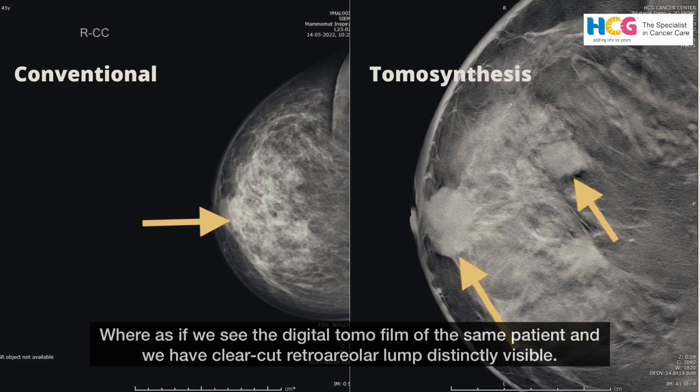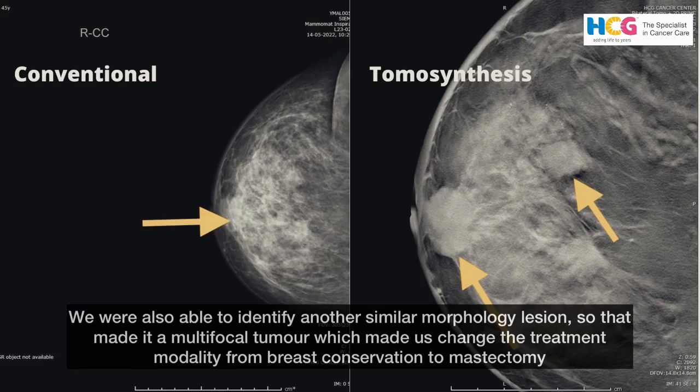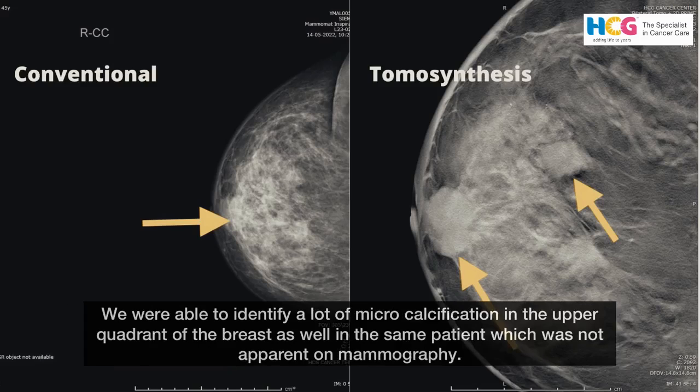Apart from that, we were able to identify another lesion of similar morphology at around the 9 to 10 o'clock position, which made it a multifocal tumor and actually changed our treatment decision from breast conservation to mastectomy. We could also identify a lot of microcalcification in the upper quadrant of the breast in the same patient, which was not very apparent on conventional mammographic images.